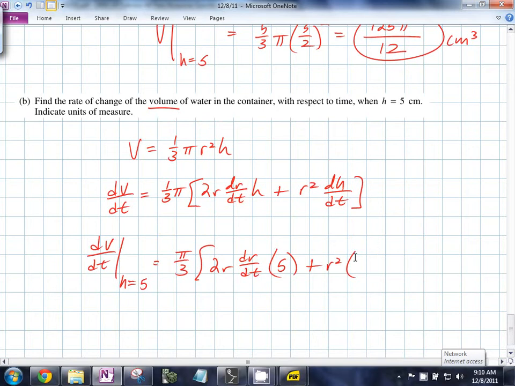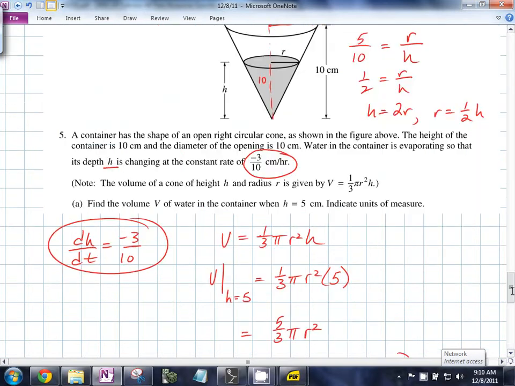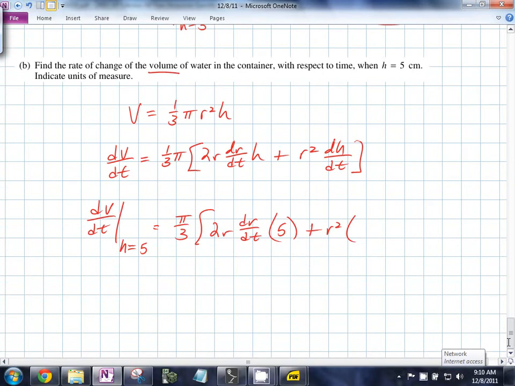What are we solving for in this? dV/dt. We're trying to get dV/dt. That's what we want, but what's our problem right now? We have two variables. Well, we have r and dr/dt. So we really have two different ones. We need r and we need dr/dt.